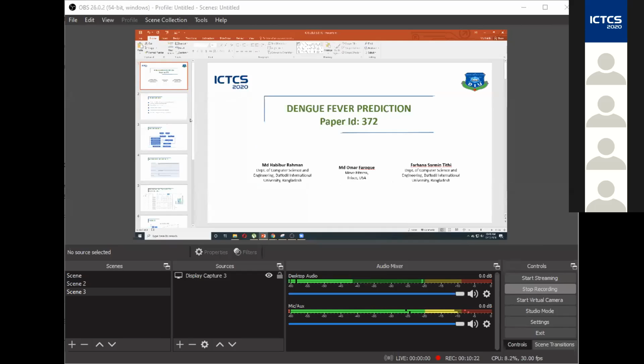Which is called Dengue Fever Prediction. And the paper ID is 372. And my other members are Shanano, Mr. Omar Farouk, and Farhan Shamin Tithi.